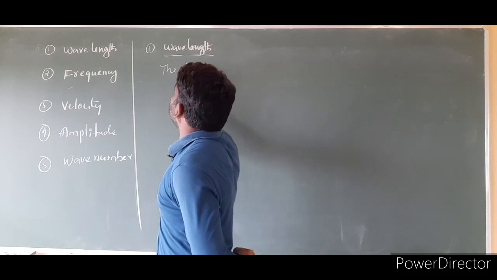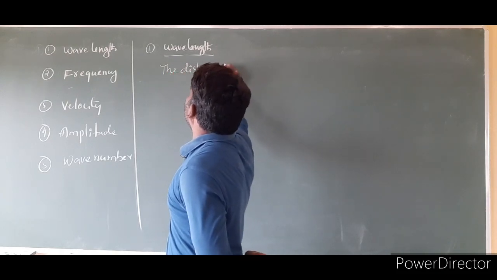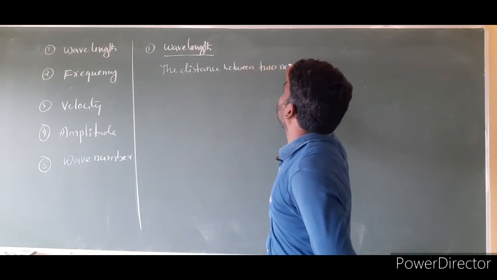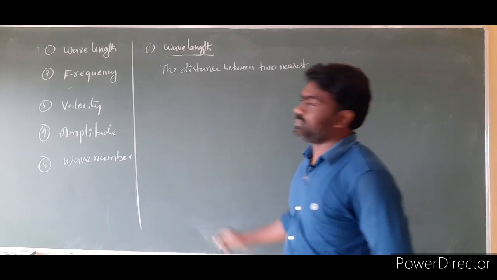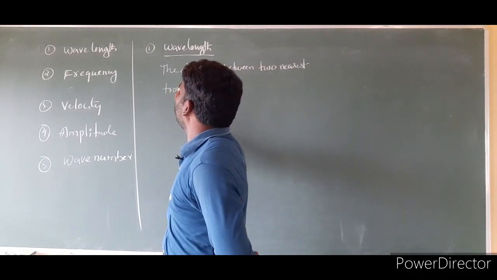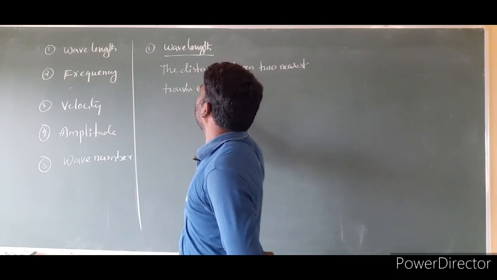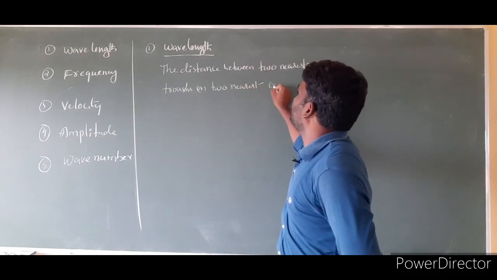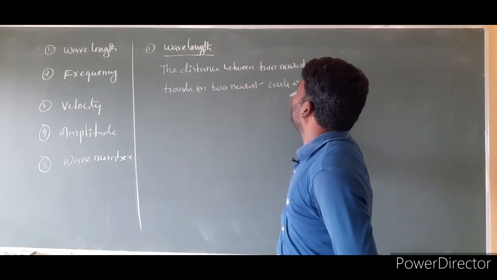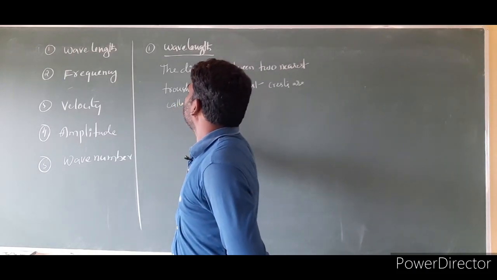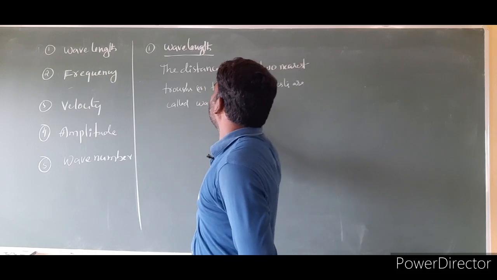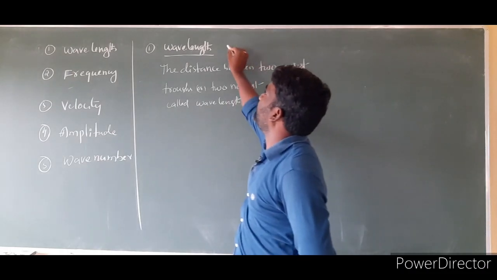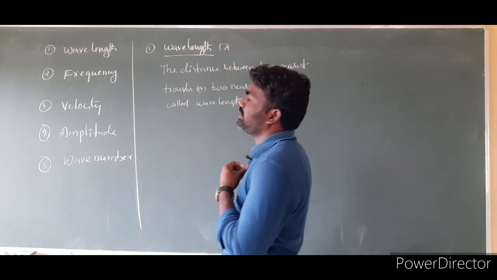The distance between two nearest troughs or two nearest crests are called wavelength. It is denoted by the letter lambda. The wavelength is denoted by the letter lambda.